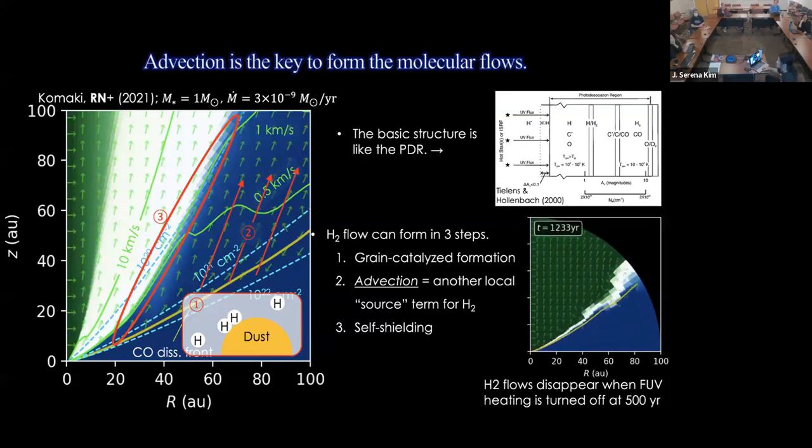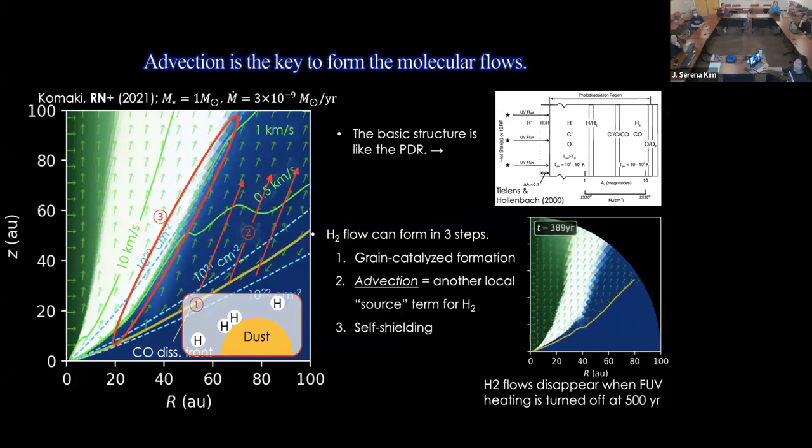Sorry? How long is it shielded? It doesn't look like that long. Yes, that's an important question. So it can survive only for a photodissociation time scale, which is very short, actually. Yes. So they can survive only a crossing time scale equal to photodissociation time scale.